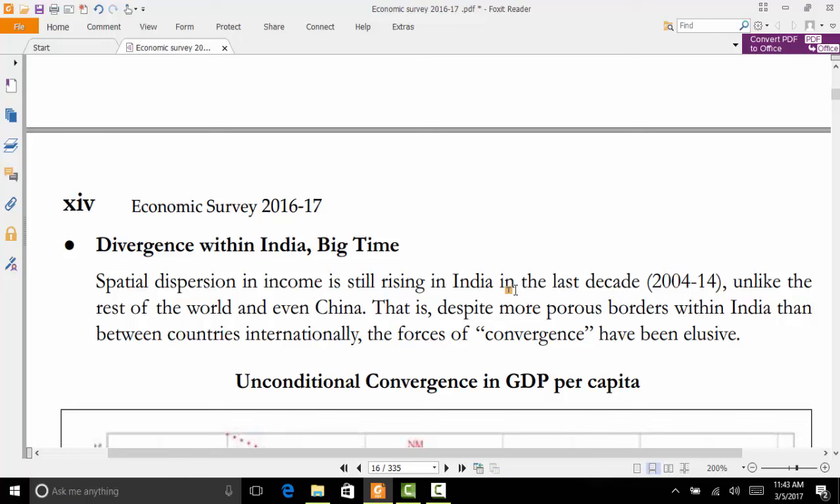Correct. Generally when GDP is rising, when the country is growing, inequality is reducing. But in India, it is vice versa. So the wedge of inequality has grown a lot, and this is despite the internal borders, there is more trade. What do we mean by this? Despite more porous borders means, in the earlier figure we discussed, the internal trade is quite good in India, and this is happening despite that.